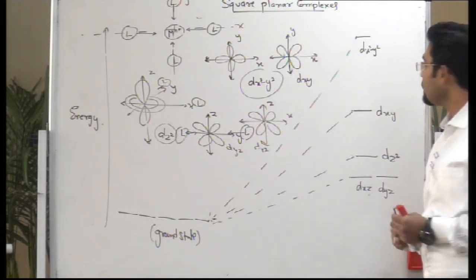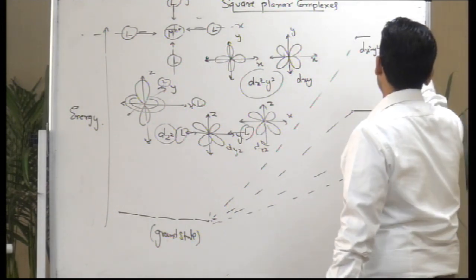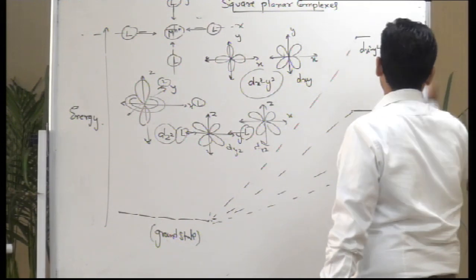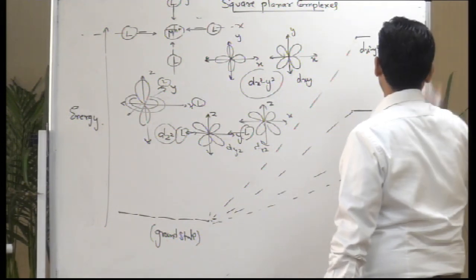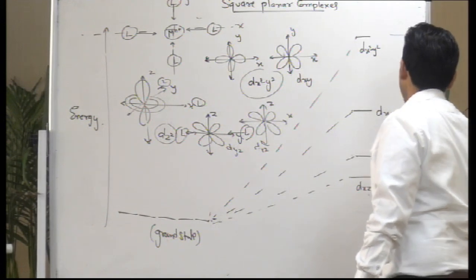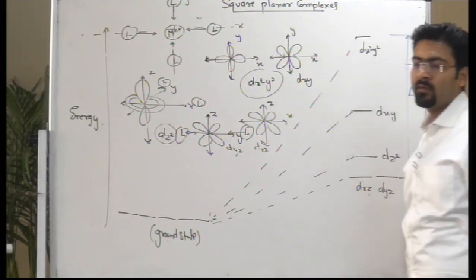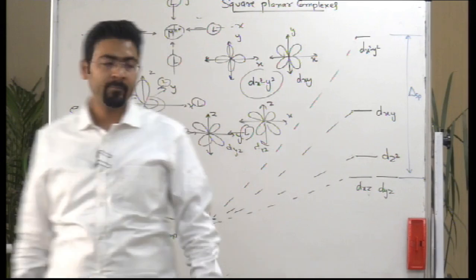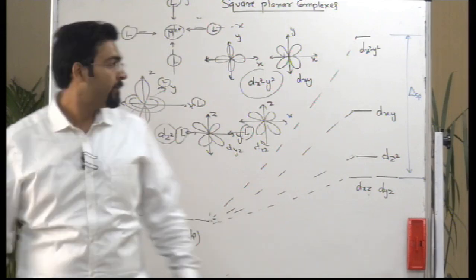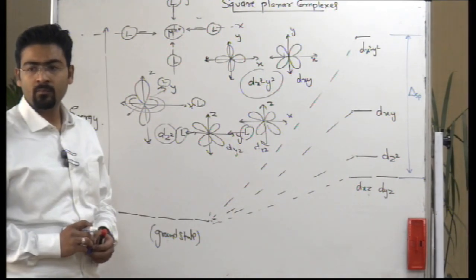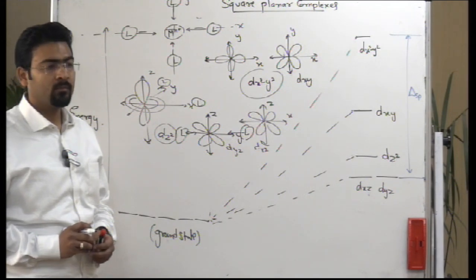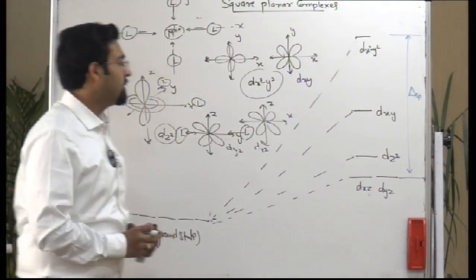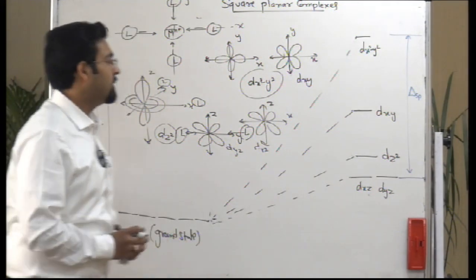Right? So if I look at the energy splitting or the energy gap, this will be the energy gap delta Sp. So Sp stands for square planar. Right? Got it? Is it clear?